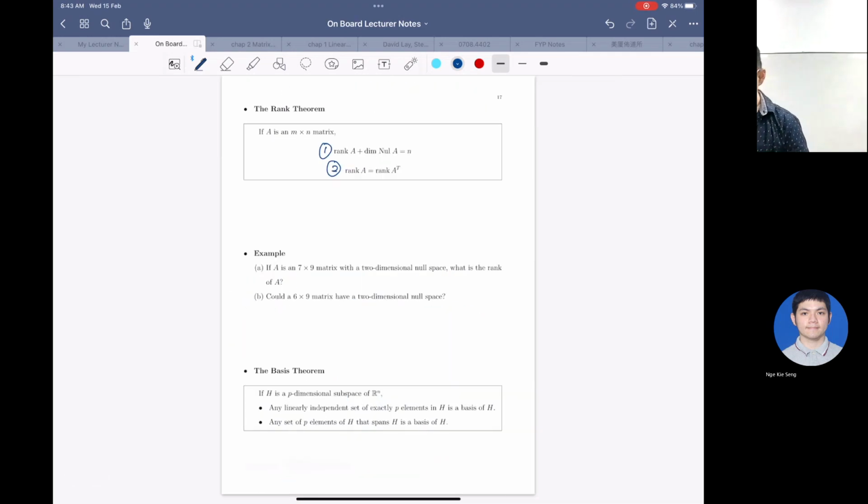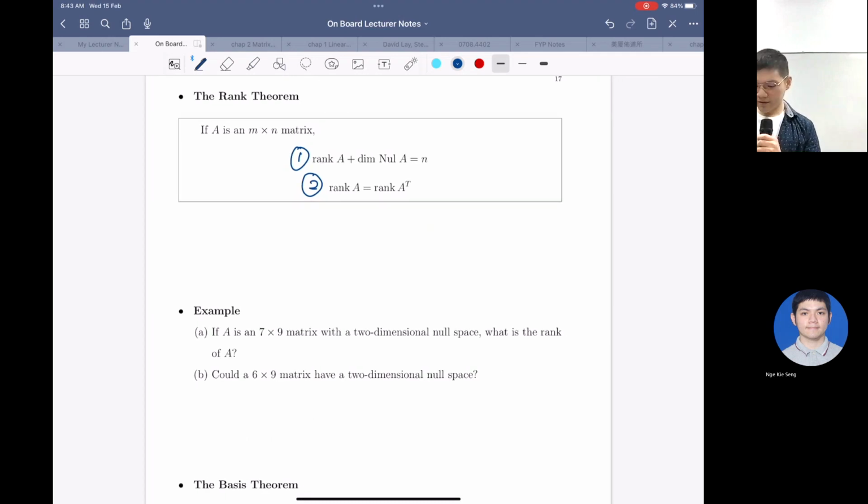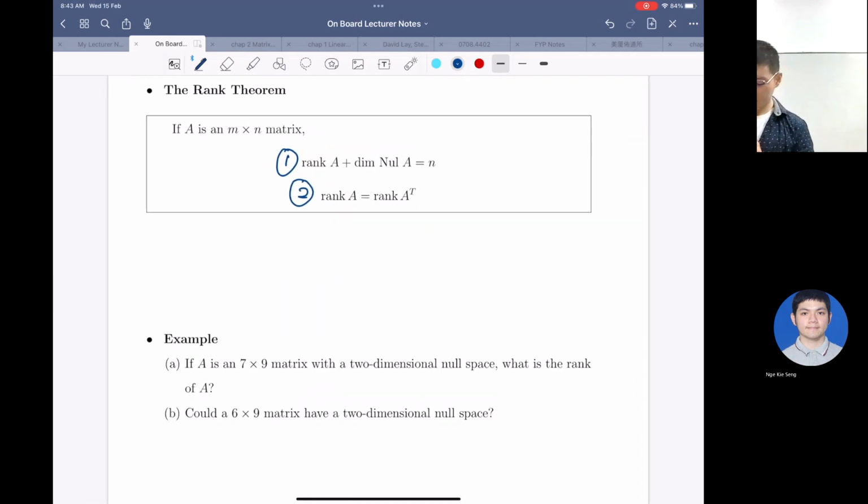Okay, next. Let's say we have examples here. Let's think how to use this theorem here. So part A, if A is a 7 by 9 matrix, okay, so you can imagine 7 by 9, with a 2-dimensional null space, what's the rank of A? What's the rank of A? Using the theorem.